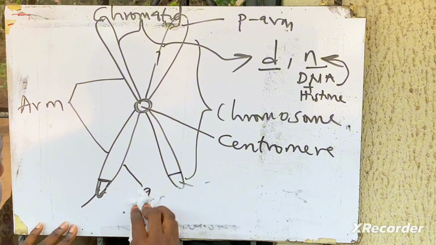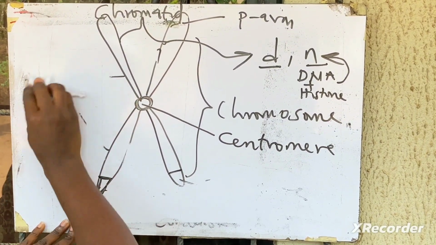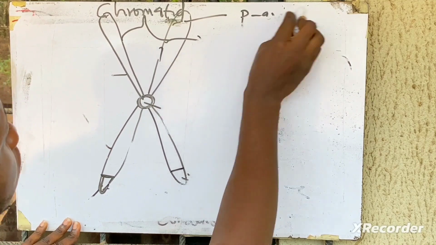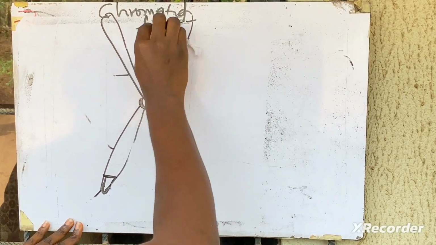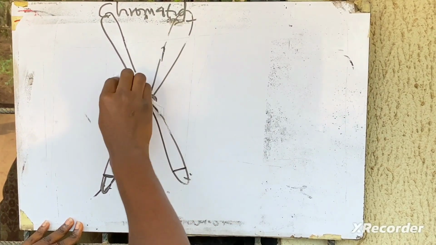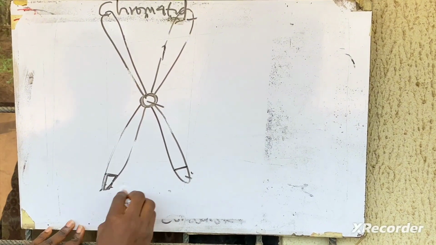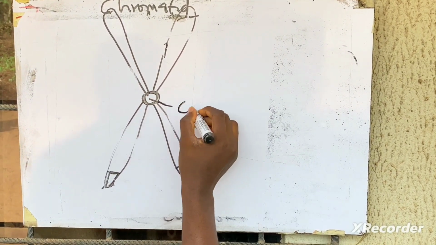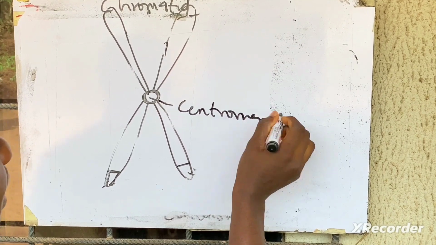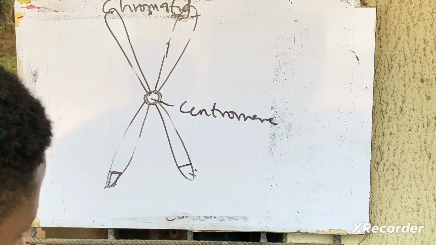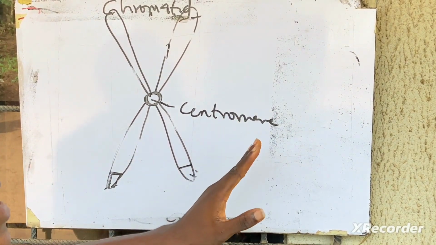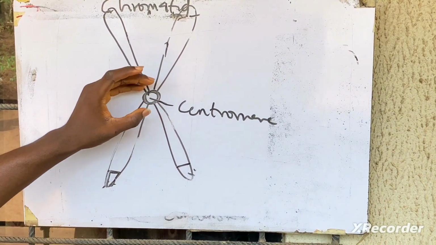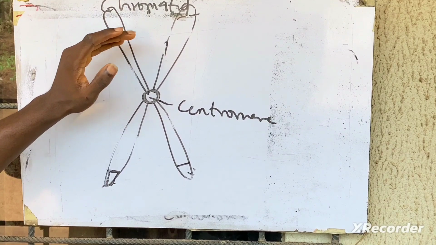Then I'm going to clean up this labeling. Then let's move to the types of chromosome. We have 3 basic types of chromosome, but in additional cases you can add another one. So we have the centromere here. I'm going to leave the centromere because it is important in the types we are about to discuss. The centromere is what actually determines the type of chromosome.